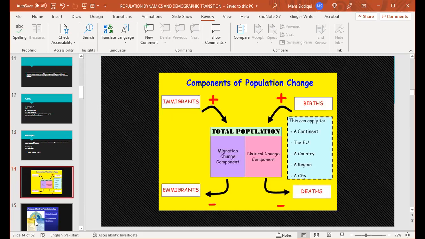So components of a population change, as we have already seen, are four: births, deaths, emigrants, and immigrants. The two components, that is immigrants and births, increase the population. And the emigrants, that is the people going out of the territory, and the deaths, these two parameters decrease the population.